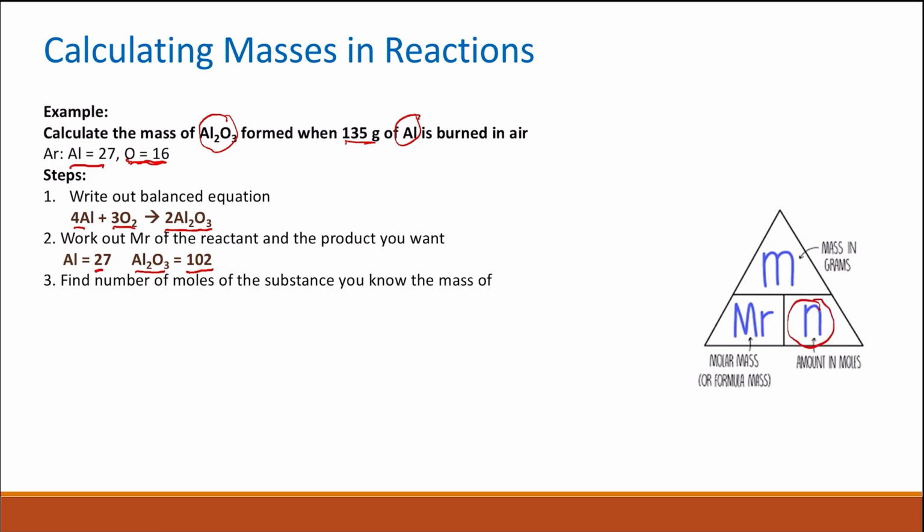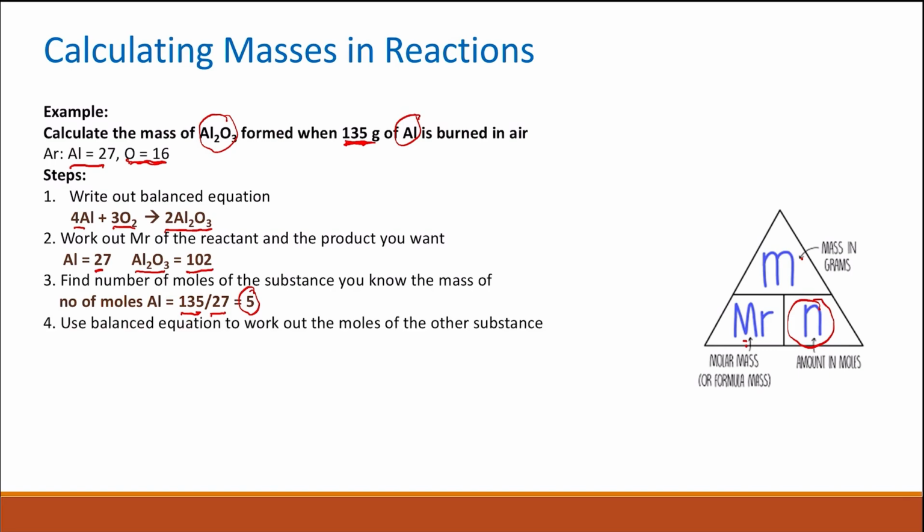So number of moles will equal the mass over the atomic mass or relative atomic mass of aluminium. So the number of moles of aluminium that have reacted, which is equivalent to the 135 grams, is 135 divided by the relative atomic mass of aluminium, which is 27. So there are 5 moles. So 5 moles of aluminium have reacted.